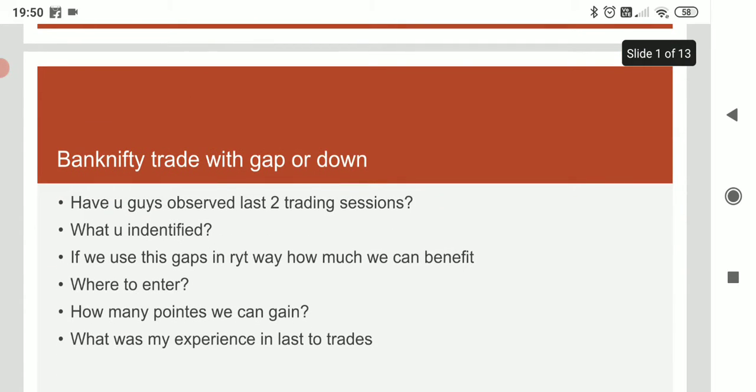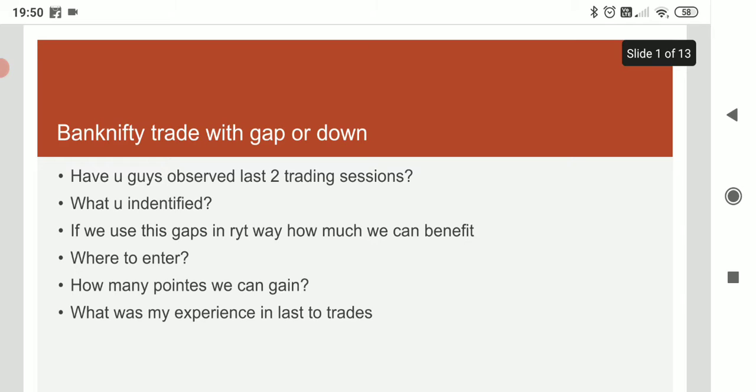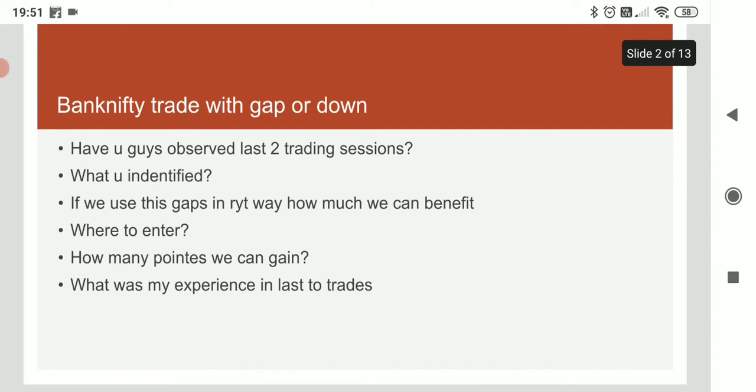So in this video I just want to discuss gap down or gap up in the chart. Have you observed the last two trading sessions, June 6th and 7th? What did you identify from the charts? If we use gap up or gap down in a proper way, how much can we benefit from it? When can we enter, how many points are possible, and how many chances does it give to trade in a day?